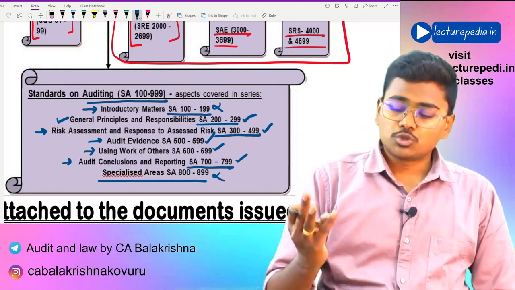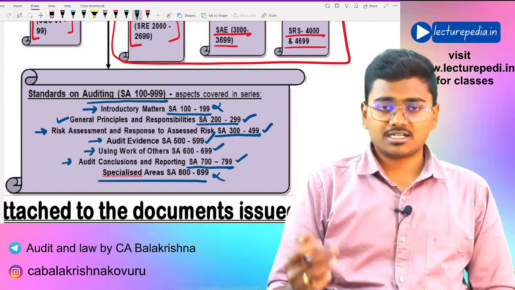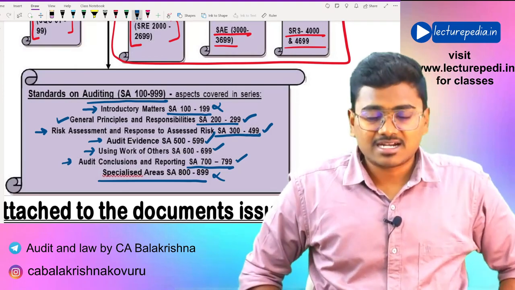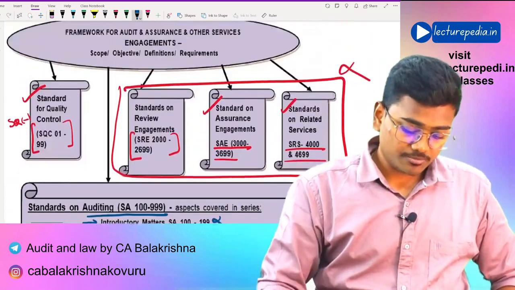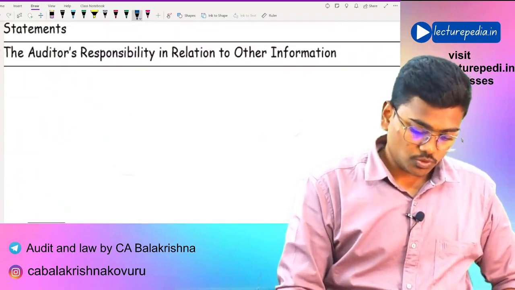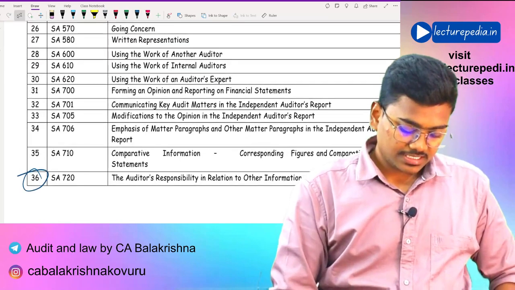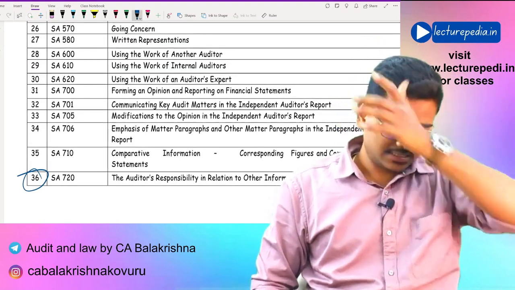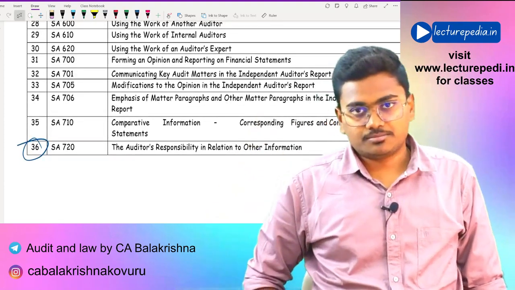So we have 200 series, 300 series, 400 series, 500 series, 600 series, 700 series. These standards we have in our syllabus. Apart from this, we are also having SQC1. Here I have given the list of standards, you can go through. Total 36 standards we have in our syllabus. These 36 standards are for around 20 to 30 marks. Hope this is clear.